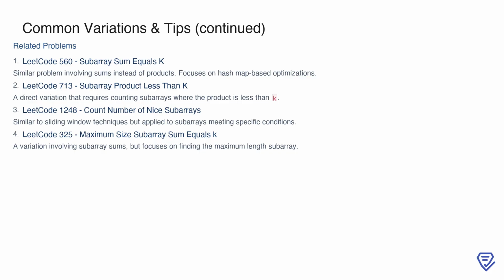Similarly, LeetCode 1248, count number of nice subarrays, applies sliding window methods but targets subarrays meeting specific conditions. Lastly, LeetCode 325, maximum size subarray sum equals K, explores subarray sums but shifts the focus to finding the maximum length subarray. By studying these related problems, you can deepen your understanding of optimization techniques like sliding windows and hash maps, which are highly transferable across these challenges.